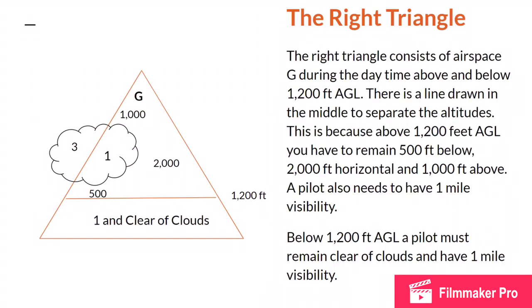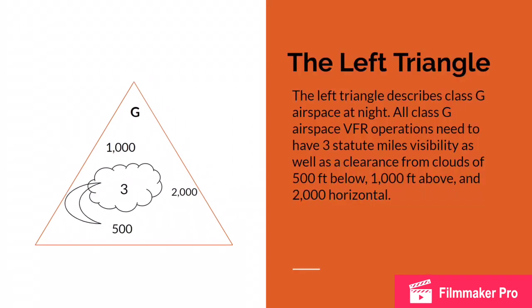The bottom right side of the triangle is solely written out for Class G Golf during day operations. That being said, you should notice that 1,200 feet AGL is cut into the middle of that, and it's one of our altitudes we are told to remember. So anything below 1,200 feet AGL in Class Golf airspace has a different limitation than Class Golf above 1,200 feet AGL. Above 1,200 feet AGL in Class Golf airspace, you're required to have 1 statute mile visibility and remain 1,000 above, 500 below, and 2,000 horizontal from clouds. Underneath, just 1 statute mile and clear of clouds.